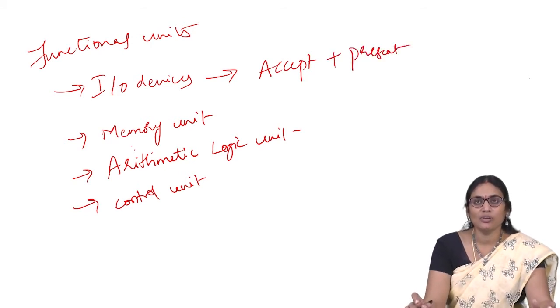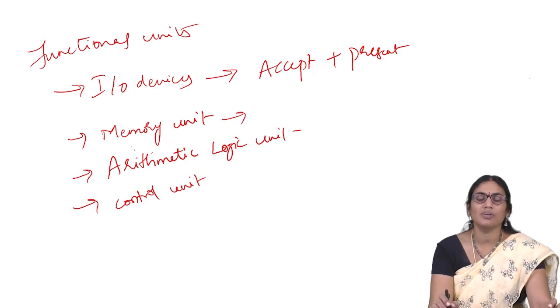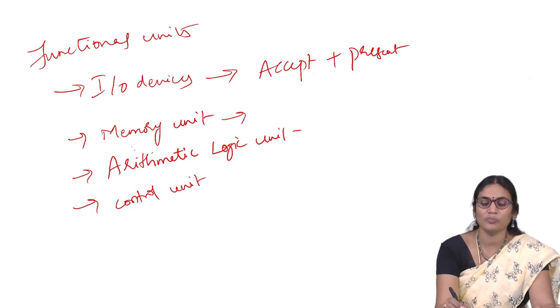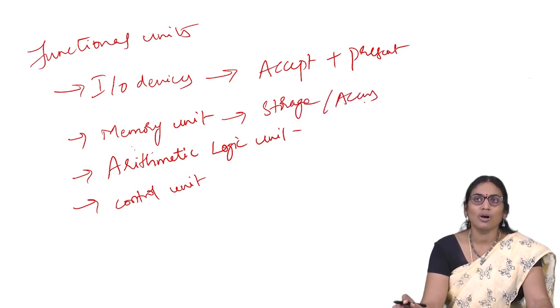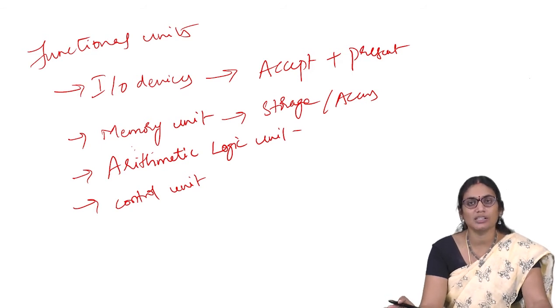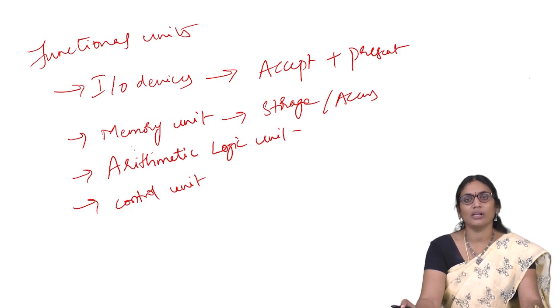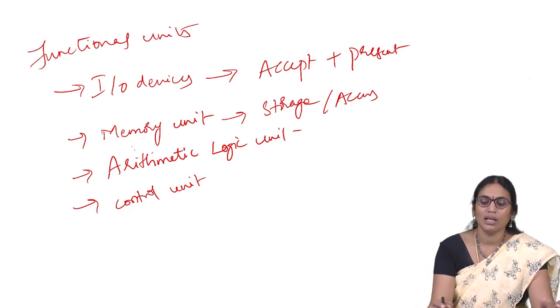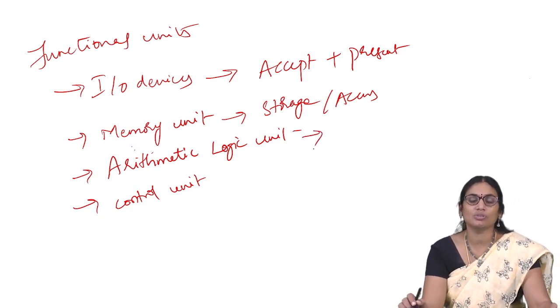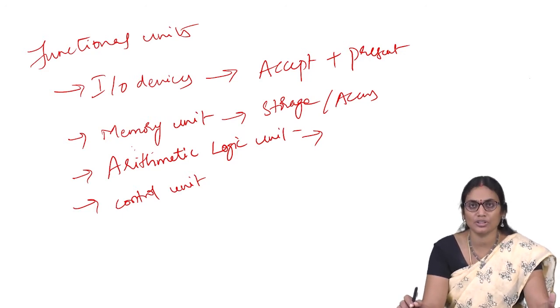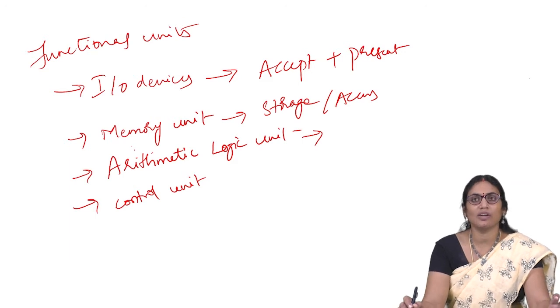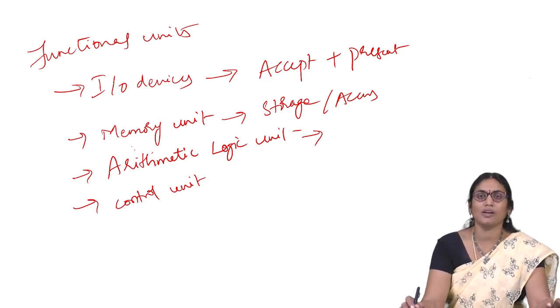Next, the memory unit. As the name suggests, we consider this memory unit basically for the major objective of storage or access. The major intention here is to understand how the data is stored, where the data is stored, and how it can be accessed from the source. The next unit is the arithmetic logic unit, which is concerned with both arithmetic and logic operations, or micro operations.